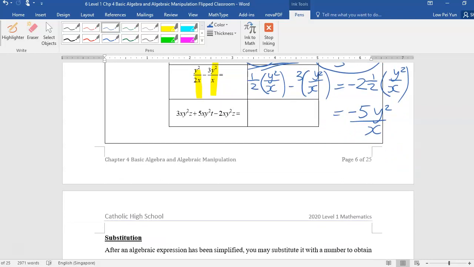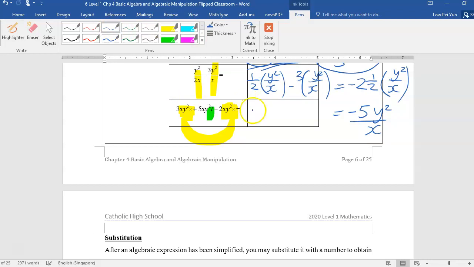Now, let's take a look. Haha, I know this question wants to trick me. I must look carefully for the like terms. I see x, y squared, z. The next one shows x, y squared, t. Haha. But then I won't be tricked by the t. So now let's look at the next one. I see x, y squared, z. So there you go. These two are like terms. And we are going to group them together. 3 minus 2 is simply 1.